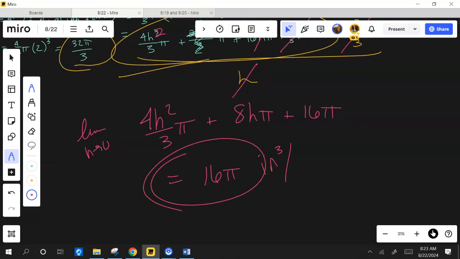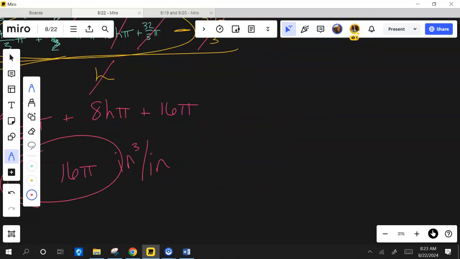Cubed inches per inch. Wrong. Is that what you said? No. Because it's a rate. Gotta have the per in there. Alright, what else? 35. 35, and then we're going to move on to the quiz.